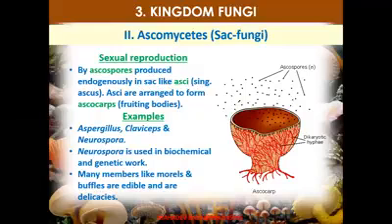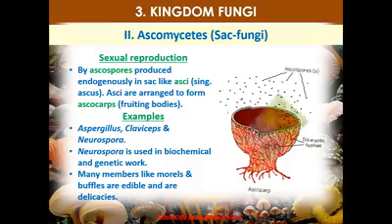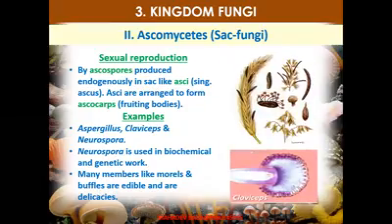Asci are arranged to form ascocarps, fruiting bodies. Aspergillus is an example. Neurospora is another. Many members like morels or truffles are edible and are delicious food. They are being used as a delicious food. You can see this.